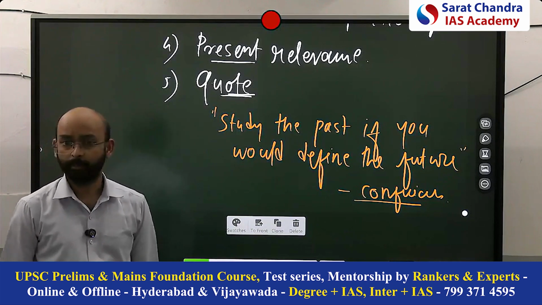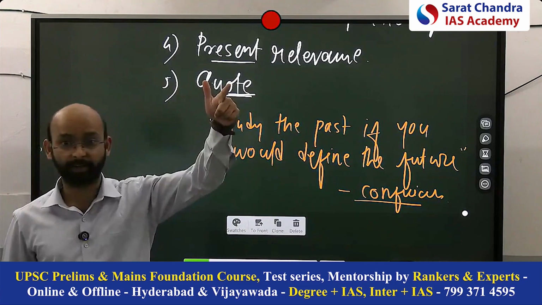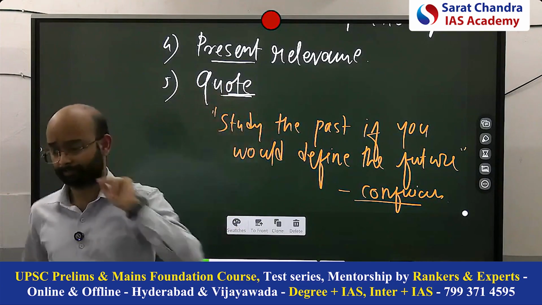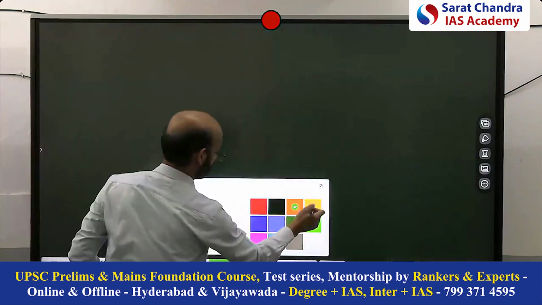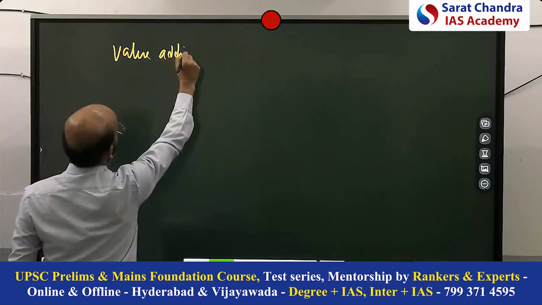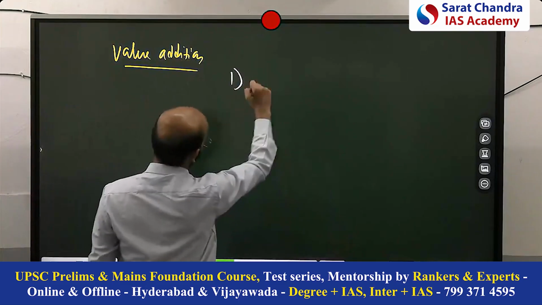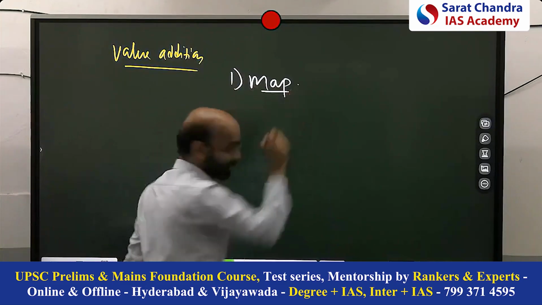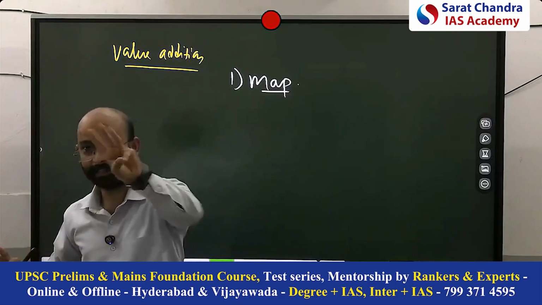Clear? So the intro writing, body writing, dimension generation, conclusion. Now the value addition in the history. Last is the value addition. How to make the value addition? The first thing we do is the map. The place I mentioned, the 3 dimensions: period, place, personality.